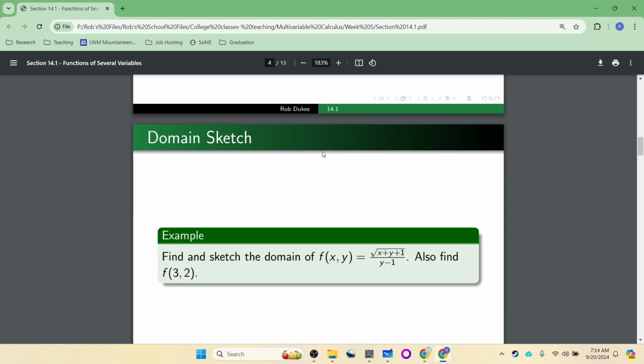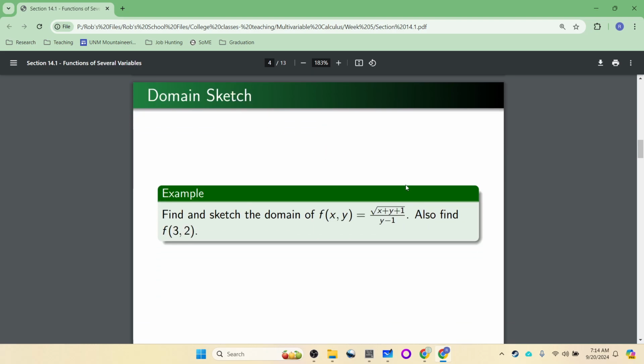So let's start off by sketching the domain. Let's find and sketch the domain of f of x, y equals the square root of x plus y plus 1, over y minus 1. And also let's find what f of 3, 2 is. So for the domain, we need to remember the rules we had for domain from back in calculus.